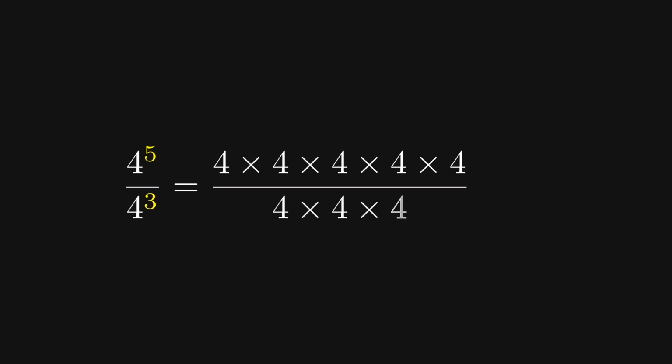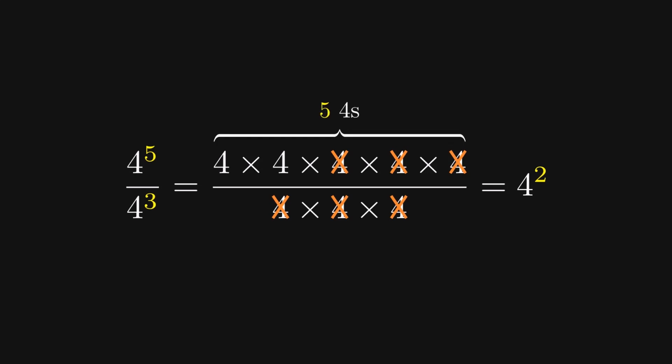Now notice that we can cancel out 3 4s from both the numerator and the denominator. This leaves us with 2 remaining 4s, which we can simplify as 4 raised to the power of 2. Now what happened was that we originally had 5 4s multiplying themselves in the numerator and 3 4s multiplying themselves in the denominator. After cancelling out 3 of them, we were left with 5 minus 3 4s, which simplifies to 4 raised to the power of 2.